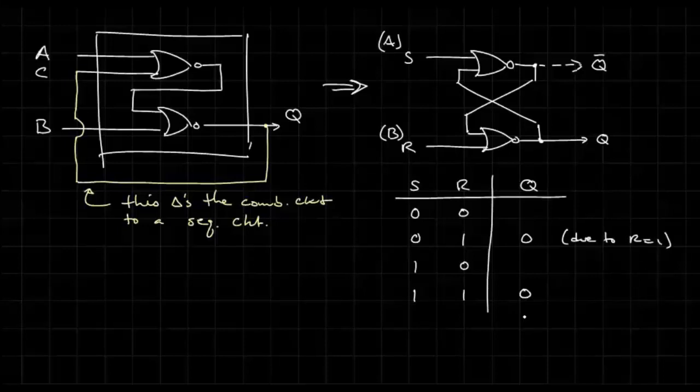We can say the same thing here when both S and R are equal to 1. Right? Again, due to R being equal to 1. Now what about when S is equal to 1? All right, when S is equal to 1, then Q bar is going to be 0. Right? And Q bar now is fed to the first input of the second NOR gate.